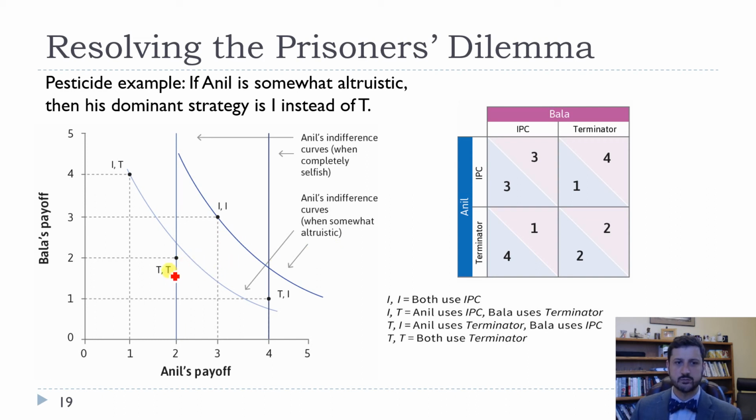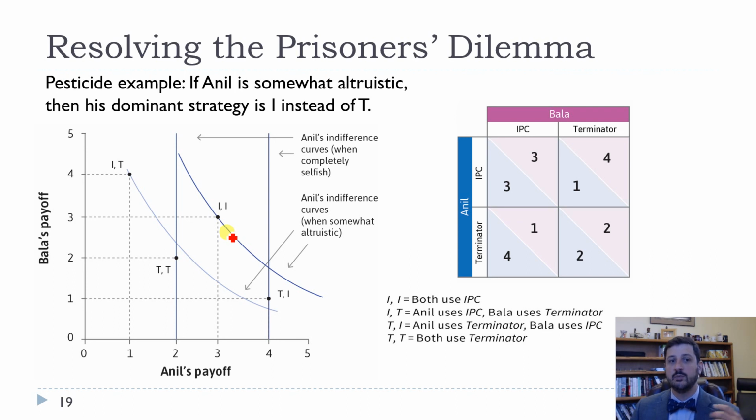Because now, even though Terminator, right, this 2,2 is our Nash equilibrium when we only care about our own preferences, now it could be that IPC, this point here, 3,3, which was not a Nash equilibrium before, is now on a higher indifference curve, and so both Anil and Bala will actually choose IPC because they care about each other's payoffs, right? So remember before, if they had been here, one of them would have switched, or they would have both switched to Terminator in order to get the higher payoff of 4, right?